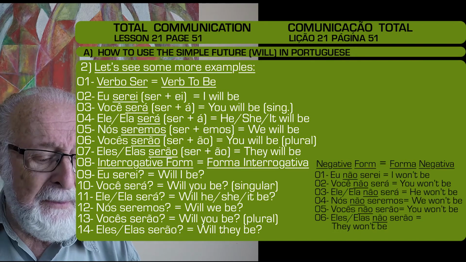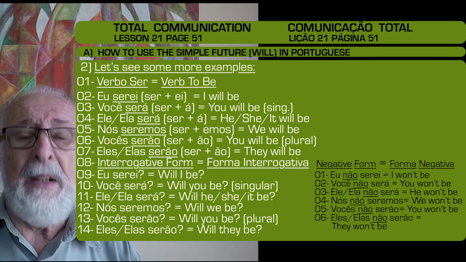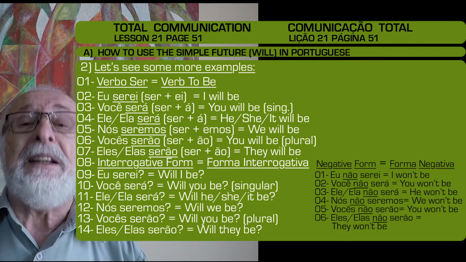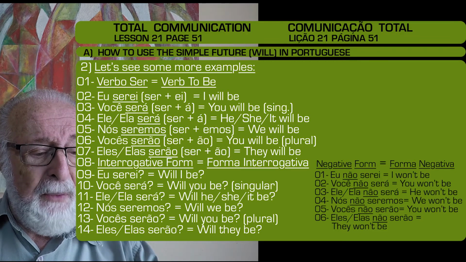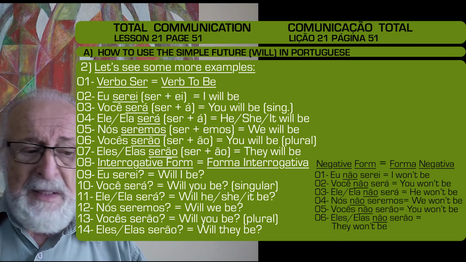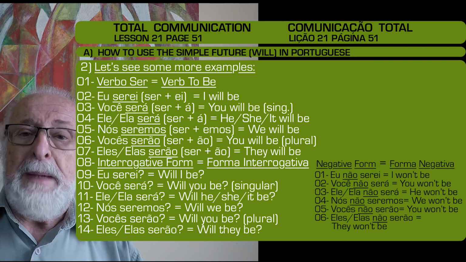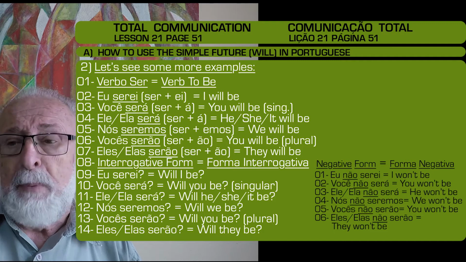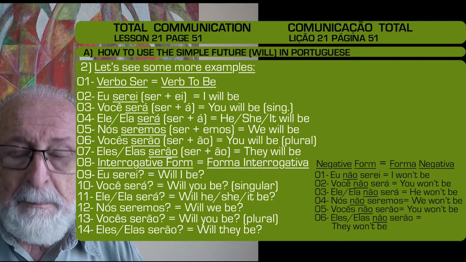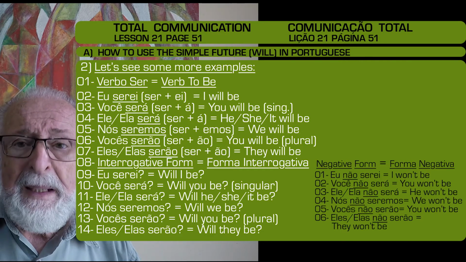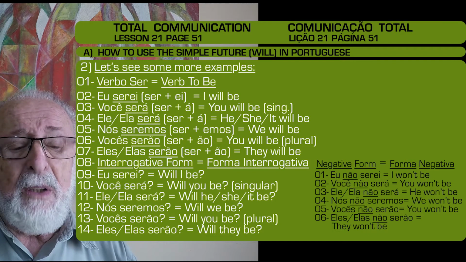All right. In line 14, we have eles or elas serão. Then you say, eles serão, elas serão. Okay? The difference we have here is, for example, that if we see in line 7, it's an affirmative statement. There I say, eles serão, elas serão. Then to make a question, I just change the intonation and put the question mark. Elas serão, eles serão. But in English it's, will they be? It's interesting, right? All right. Okay, then this is the interrogative form.